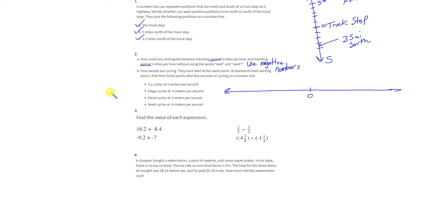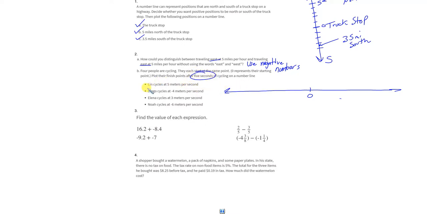Alright, we're taking off on number 2 here, where we left off. I drew the number line to represent these 4 people that are cycling. 0 is our starting point for our bikers, and we're going to plot where they finish after 5 seconds of cycling.